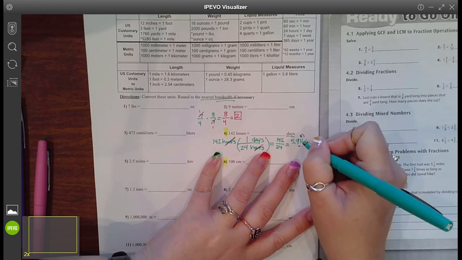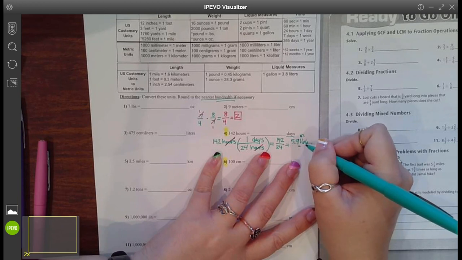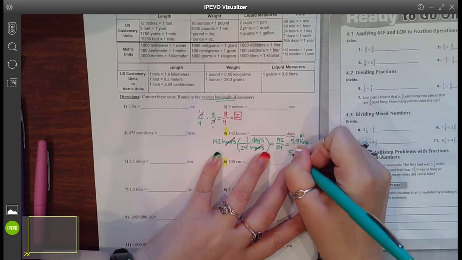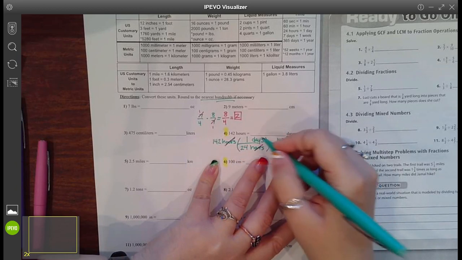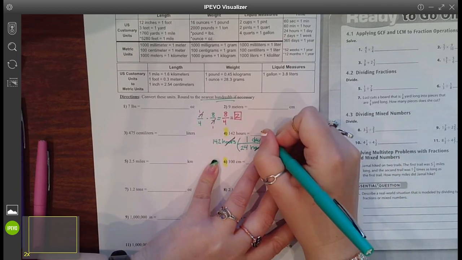So I look at the number right behind the hundredths place, and if this number is 5 or above, this number is going to go up by 1. If this number is 4 or below, then this number will stay whatever it is. Since this is 6, it tells this 1 to bump up to a 2. And my hours canceled. I'm left with the unit of days, which is great because that's what we are looking for.